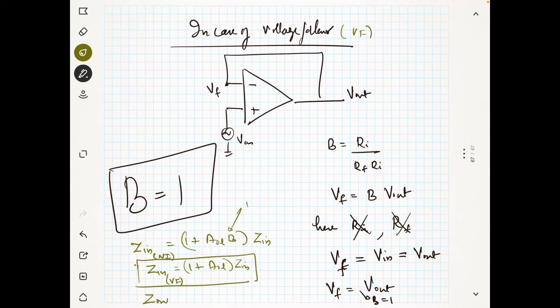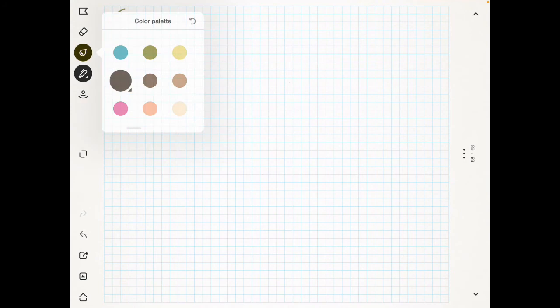Now what will be my Z out for the voltage follower? It will be Z out for the open loop divided by 1 plus AOL. That's it. So it's very simple. Just put B equal to 1 in the previous equations. Now we will see a problem.